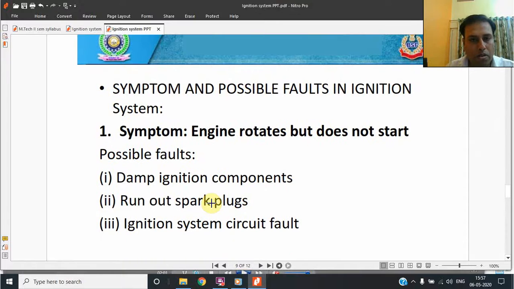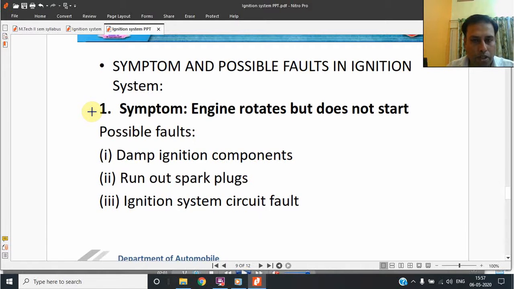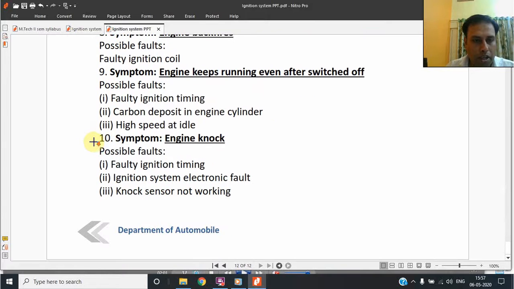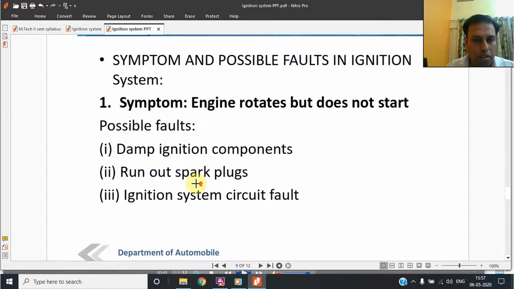Now we are coming to the main thing, that is, what are the faults in the ignition system, because we should know what faults are there. So overall we are going to cover 10 symptoms or faults, what symptoms are there and what the possible faults are. Starting with the first one: engine rotates but does not start. Means the engine is rotating but it is not starting. So the reason would be damp ignition components.